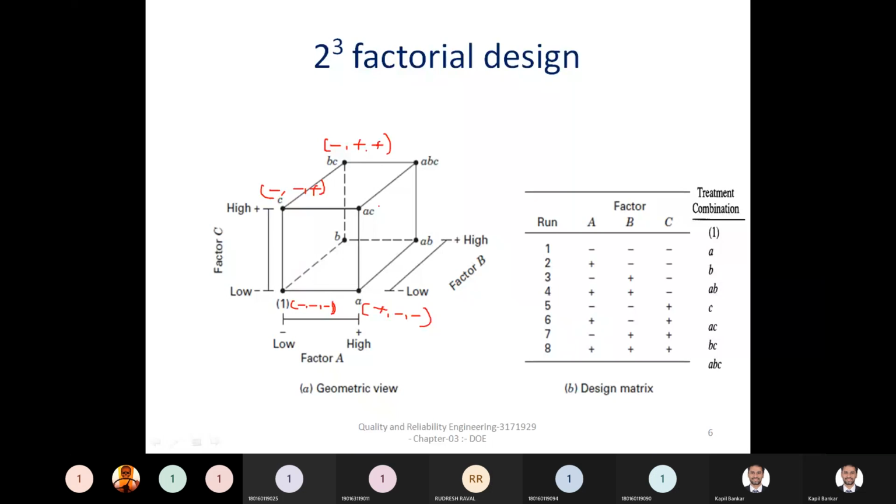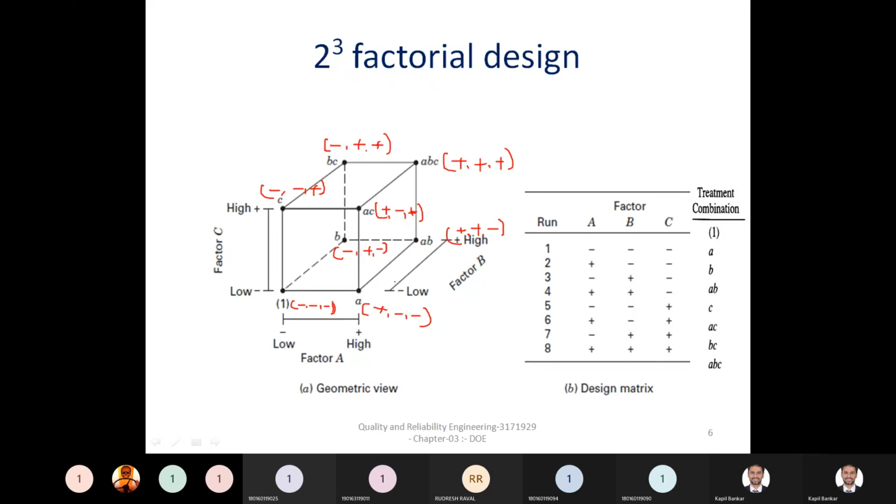AC means A and C will be positive. So here positive, B negative, C positive, means high level. ABC means all factors having the higher level, plus, plus, and plus. AB means A and B are positive, so plus, plus, and C is negative, means minus. Here B means only B will be positive, so negative, then high level positive, then minus.